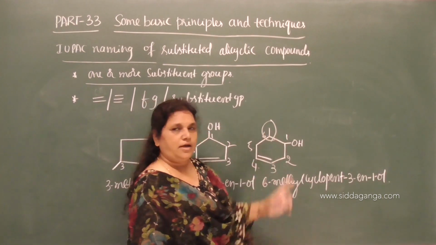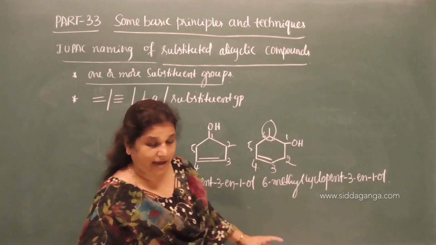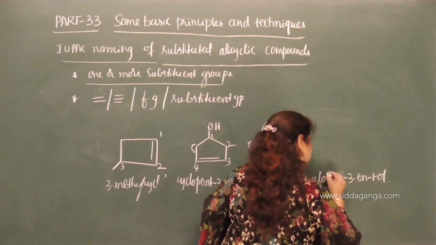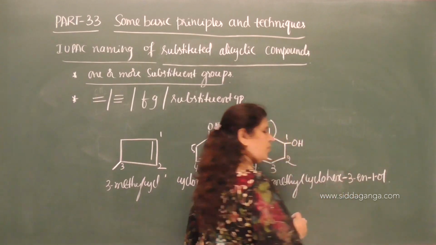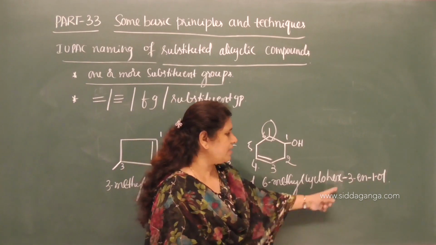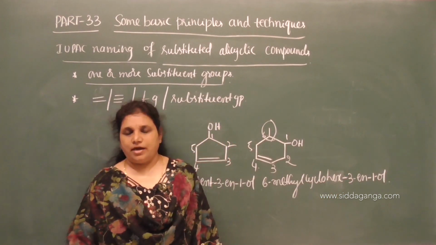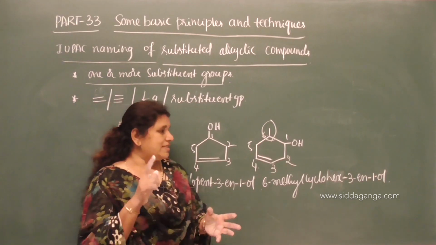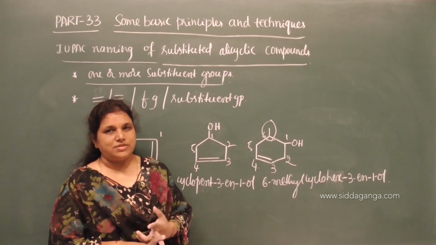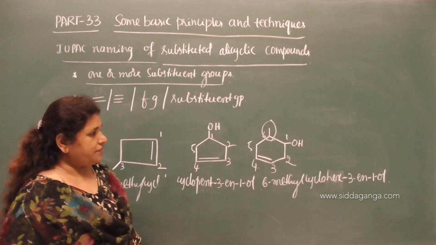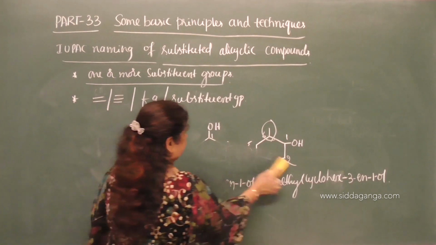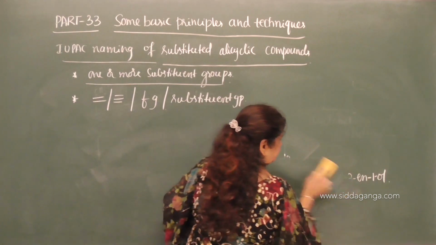See here, 6-methylcyclohex-3-en-1-ol is the IUPAC name, where we have a substituent group, a functional group and also multiple bonds. Clear? Now, next one is the next rule.